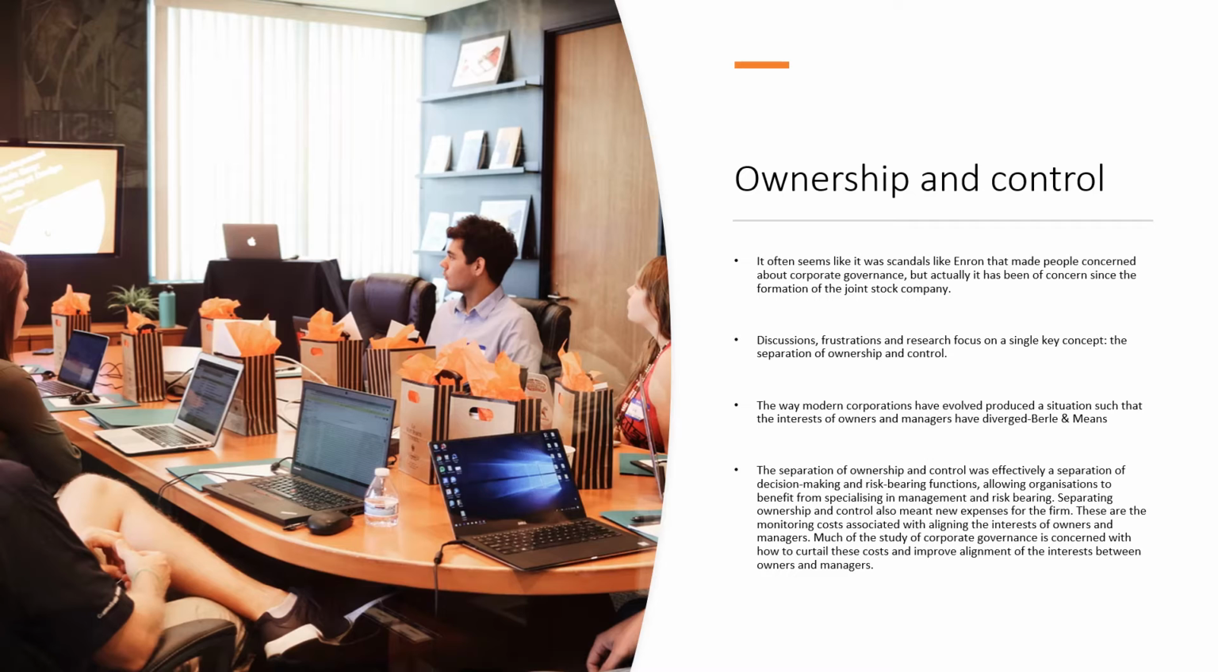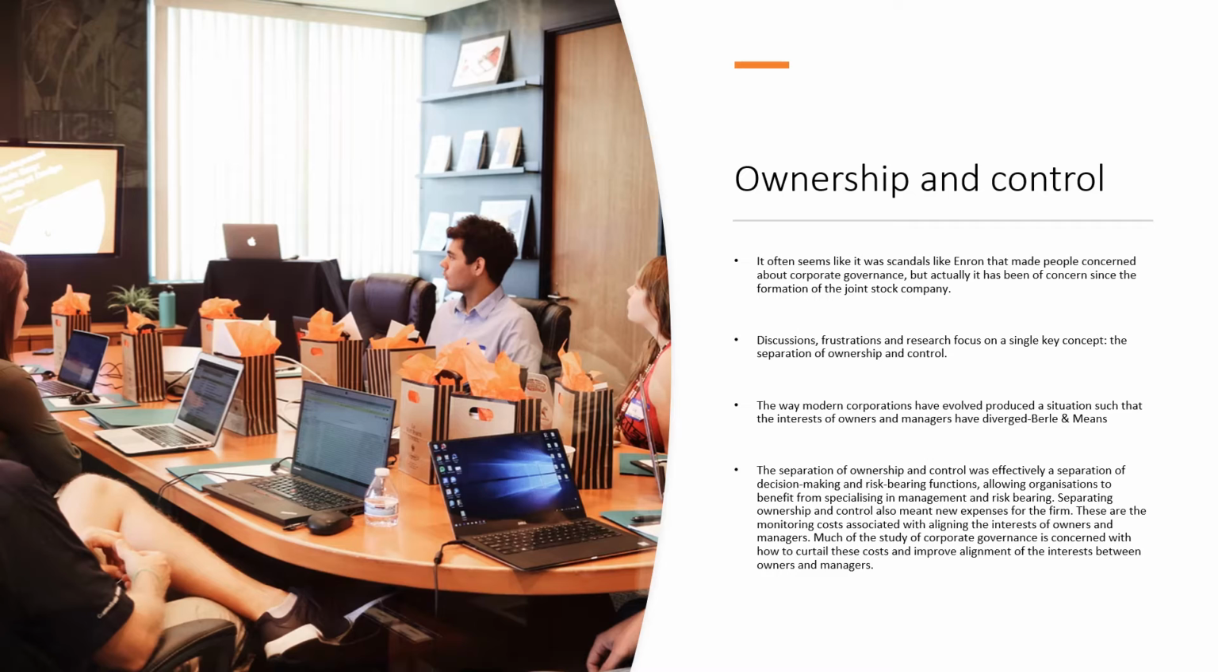Berle and Means published the most famous paper in this space on ownership and control. And one of the quotes from their paper says, "The way modern corporations have evolved produced the situation that the interests of owners and managers have diverged." The separation of ownership and control was effectively a separation of the decision-making and risk-bearing functions. So it allows organizations to benefit from specializing in management and in risk-bearing.